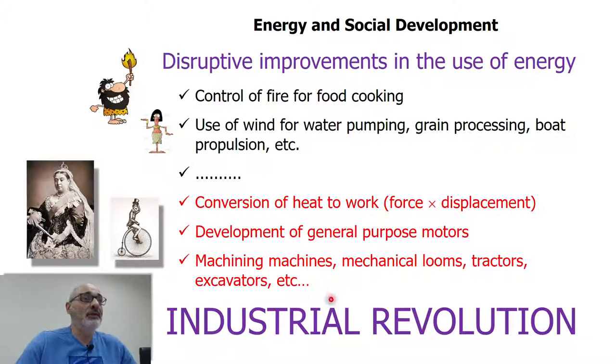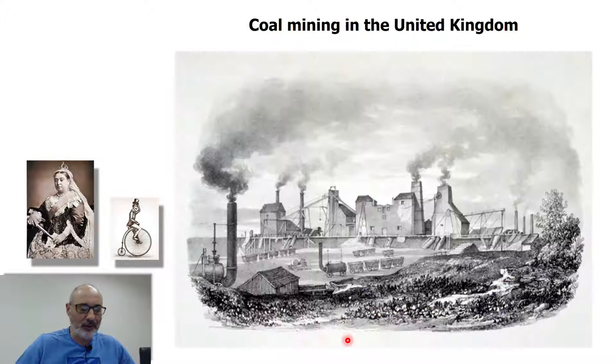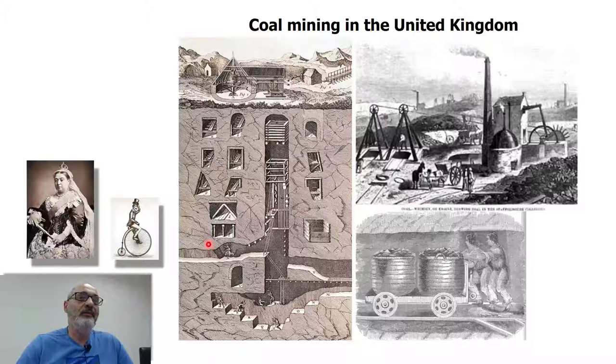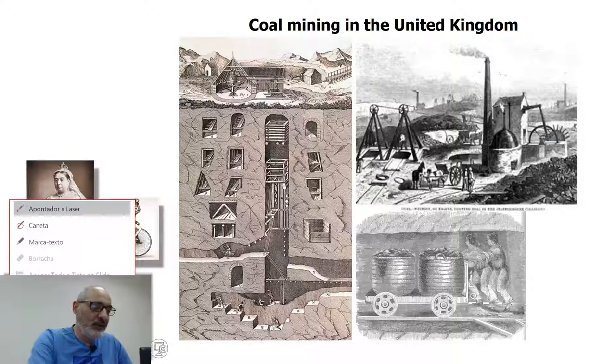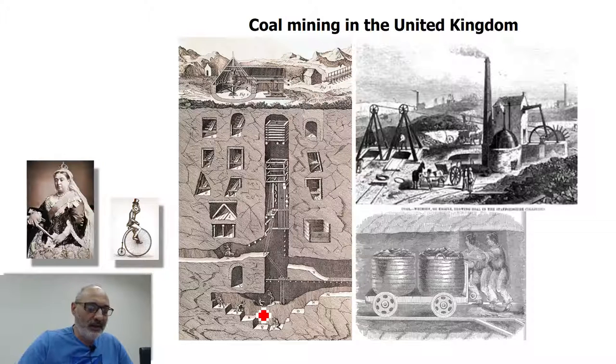these changes here resulted in what we call the Industrial Revolution. One of the aspects of the Industrial Revolution that I want to focus on is thermal energy conversion, which we could say started in the coal mines of the United Kingdom. Now you see it here. The problem in these mines was that you start digging deeper and deeper, as you can see here. As you started to dig deeper to get coal, water started to seep and accumulate in these galleries.